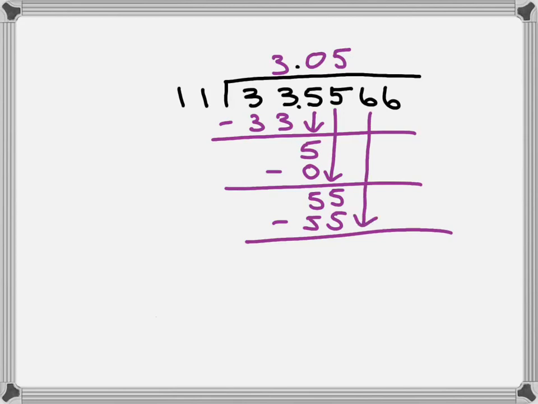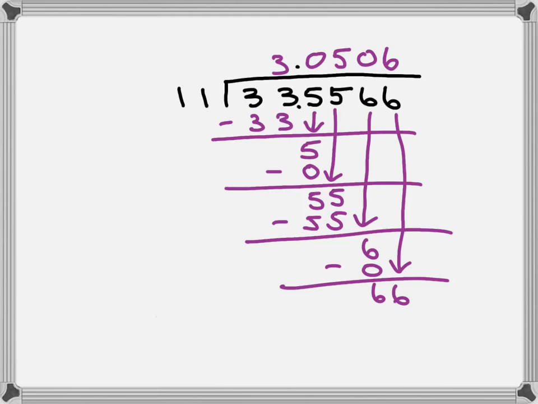Let's bring down a 6. 11 into 6, 0 times. 0 times 11, 0. 6 minus 0 is 6. Let's bring down this last 6. 11 into 66, 6 times. 6 times 11, 66. And 66 minus 66 is 0. Do you see we didn't need to add any extra zeros in here? Because actually we've come to the end now. We've ended on a 0. There's no remainder. It went in perfectly.